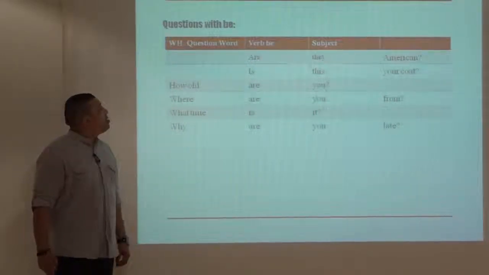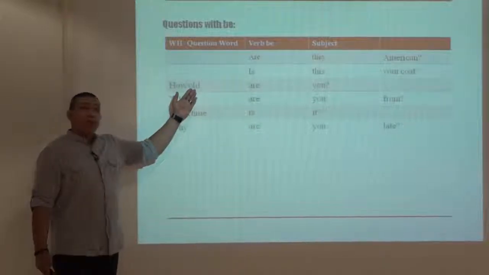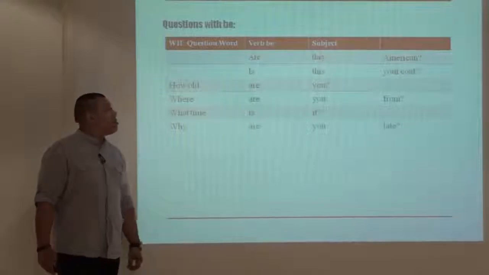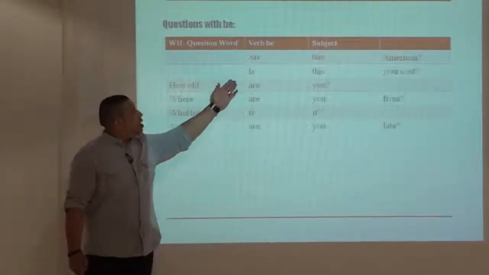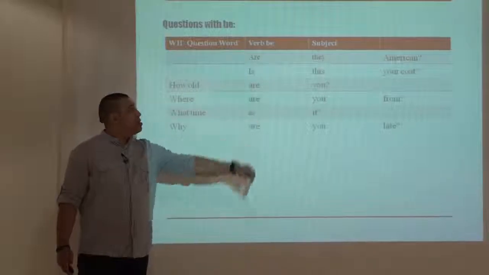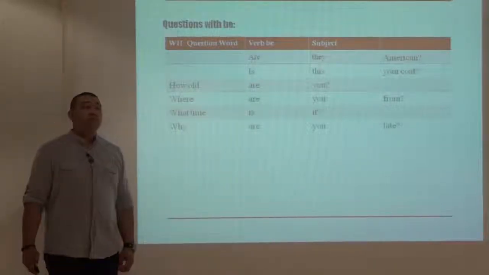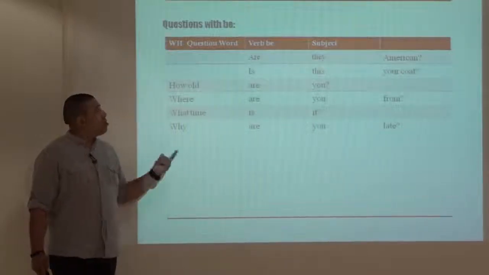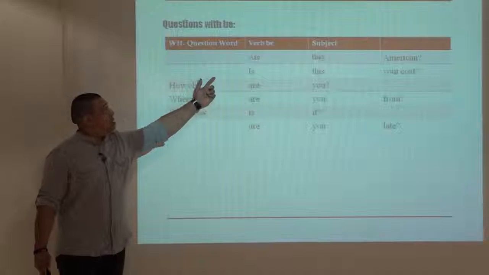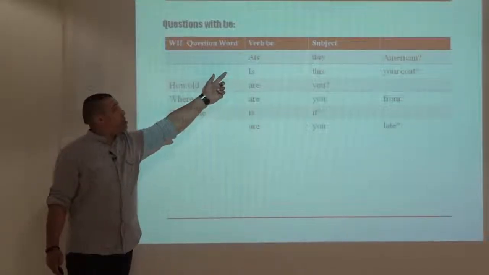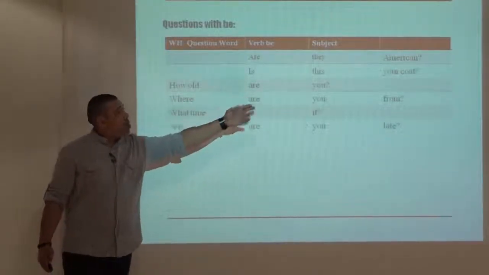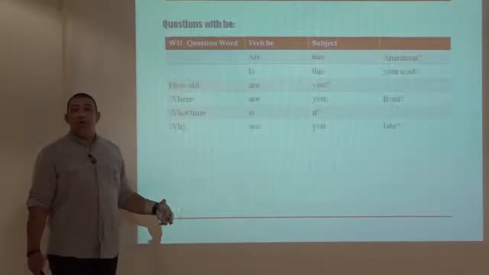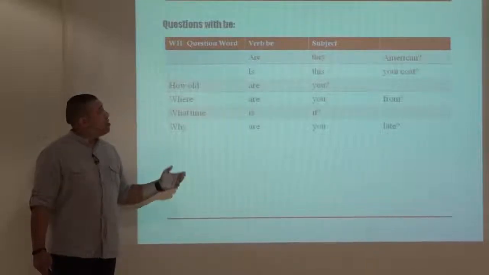So for example, first let's have a look at yes, no questions with the to be verb. For example, are they American? So the answer is, you can either say yes, I am, or no, I am not. So that's a yes, no question. Is this your coat? So your answer is yes, it is, or sometimes if it is negative, no, it isn't.